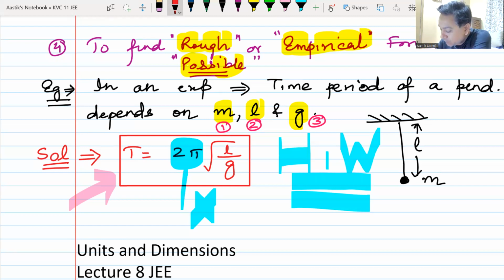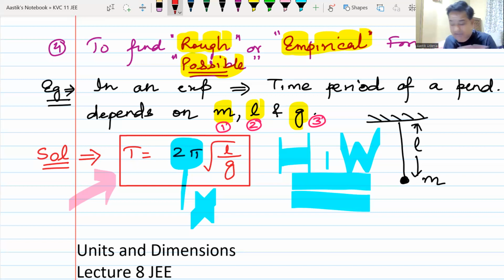Now, if any question of this nature comes, and as I told you, a question always comes, and I'll show you the question that came in JEE of this year. When I say JEE, I mean JEE Advanced, and you will be able to solve it. How are you going to solve a question of this nature? Now remember, we are trying to find out a formula for time period of a pendulum.